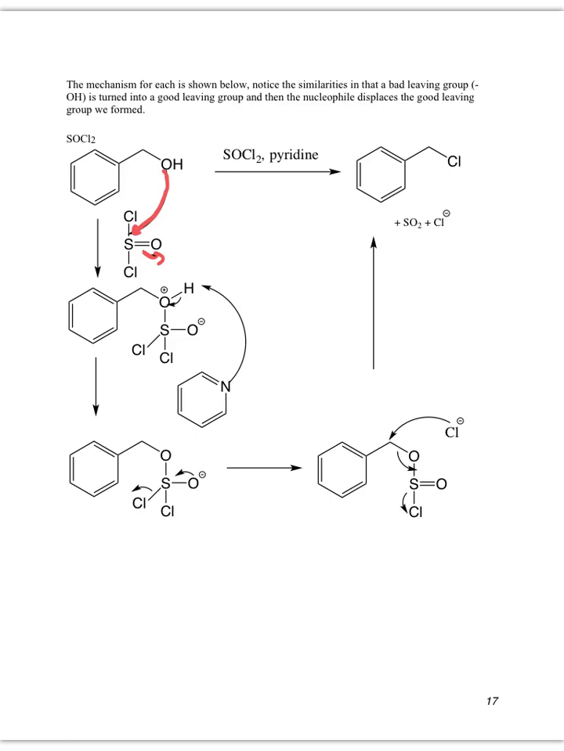Now, once we've done that, there are 2 things that can happen, and we could draw it in either order. In this mechanism, we have the pyridine come grab the extra hydrogen off of our oxygen to get to the neutral or the negatively charged compound, and then the oxygen can send the electrons down, kicking out the chloride to get to the next step. There we have a great leaving group that the chloride can come in and attack the carbon and kick out the leaving group to give us SO2 gas and chloride ion and our desired product of the benzyl chloride.